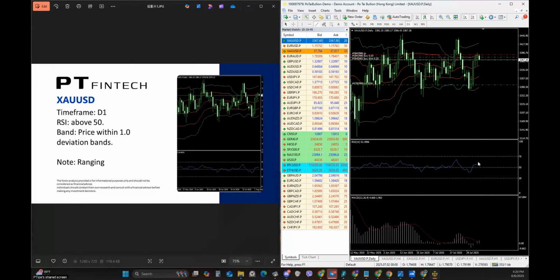Okay, perfect. Gold on D1. PTips claims that RSI is above 50. The dual Bollinger bands, prices are within the 1.0 deviation bands. Okay, all right. So clearly we are still stuck in that range that we saw on Monday.